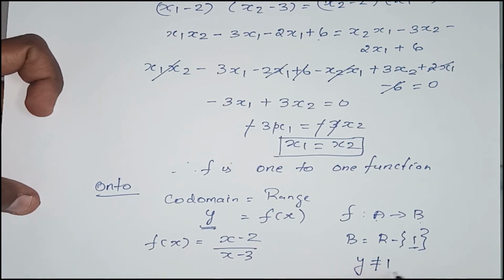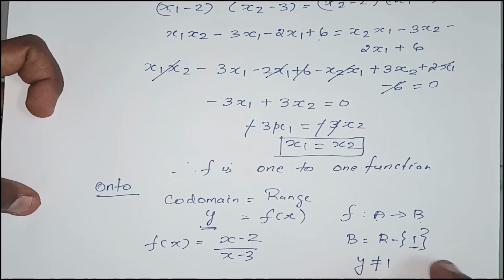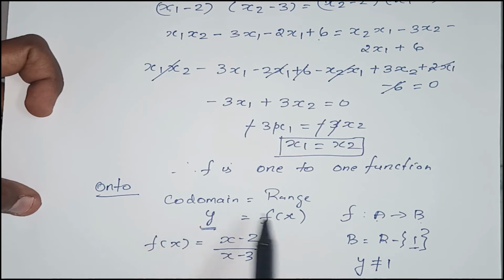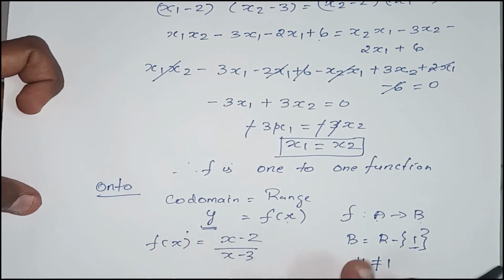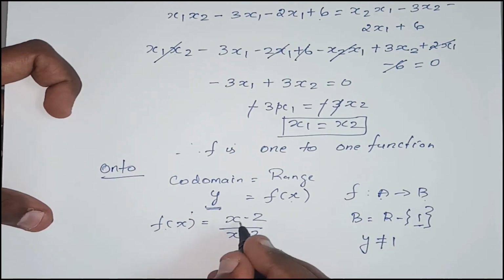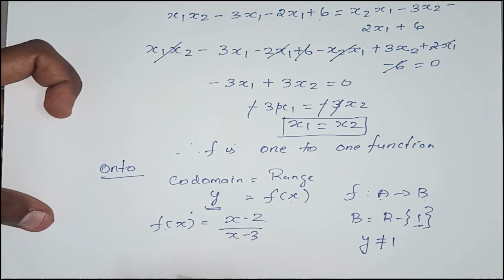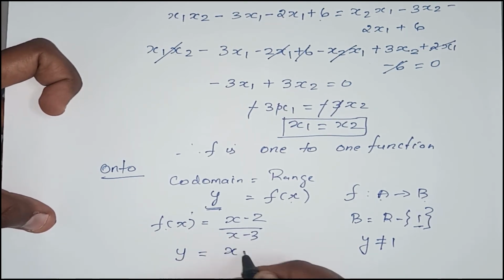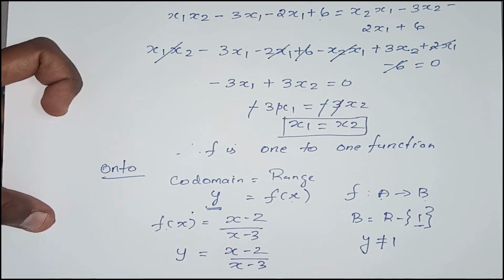So y should not equal 1. That is the concept given in this equation. Next, we need to prove f of x equal to y. So f of x is equal to (x minus 2) by (x minus 3), so y is also equal to (x minus 2) by (x minus 3). From this equation we need to calculate the x value first.